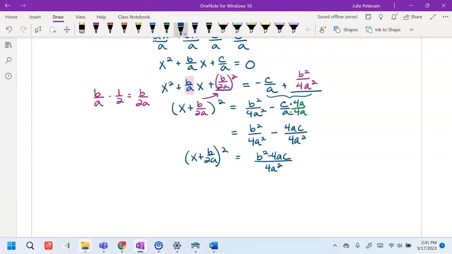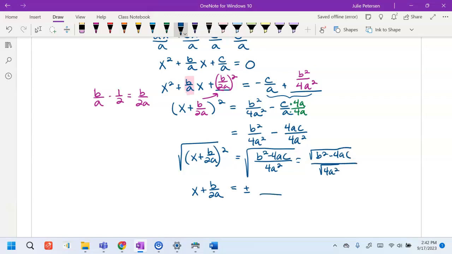And let's keep in mind what our goal was. Our goal was to solve for x. So we're trying to get this x over here on the left all alone. So I'm going to square root both sides. That leaves us with x plus b over 2a equals, and then remember, square rooting both sides to solve an equation gives us a positive and negative root. And then we're basically going to square root these each separately, right? So b squared minus 4ac gets square rooted, and so does the 4a squared.